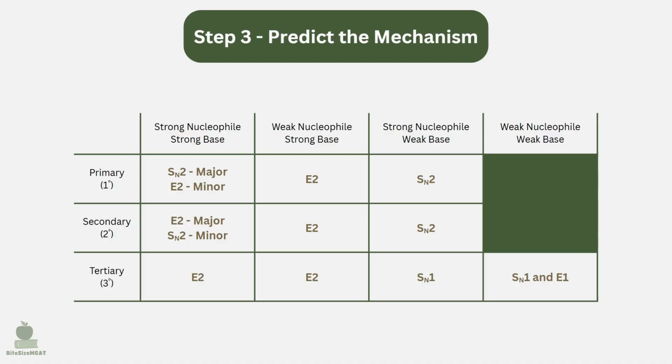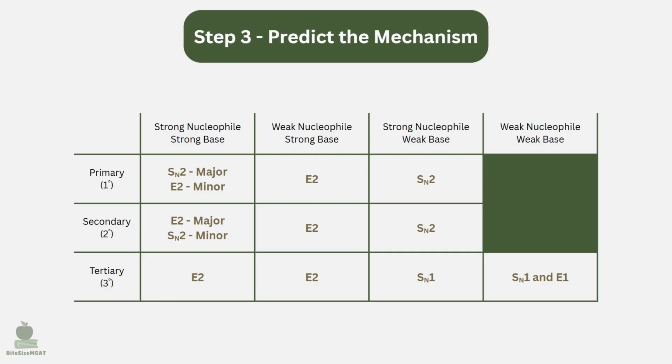I want to talk about some of these special cases. Let's say we have a strong nucleophile, strong base. Our products mainly depend on our substrate. If we have a primary substrate, our major product will follow an SN2 mechanism, while our minor will follow an E2 mechanism. If we have a secondary substrate, this will flip, and our major product will follow an E2 mechanism, while our minor product will follow an SN2 mechanism.